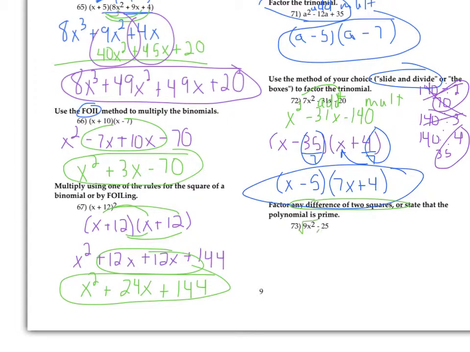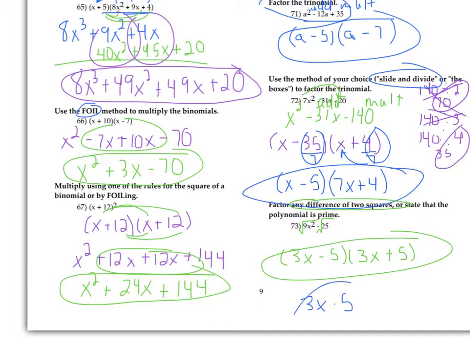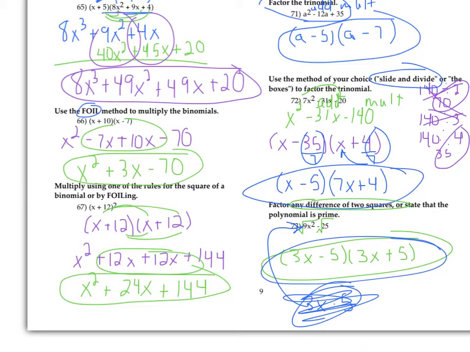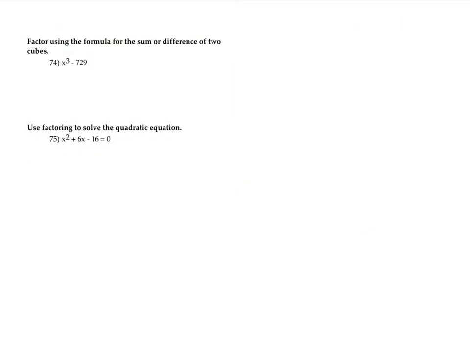Factor the difference of two squares. Well, if I can square root both of these, then that means I can split it up into what they are when you get the square root. But you have to write it twice, once with a positive and once with a negative, like this. It is not just 3x minus 5. Does 3x minus 5 equal 9x squared minus 25? No. But if you were to FOIL this out, you would get 9x squared minus 25.